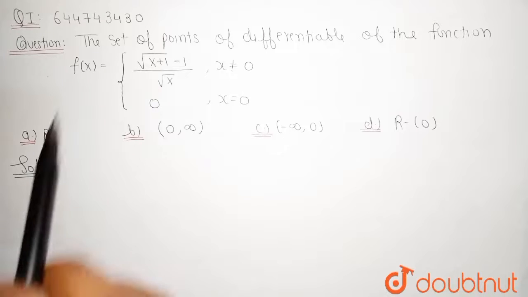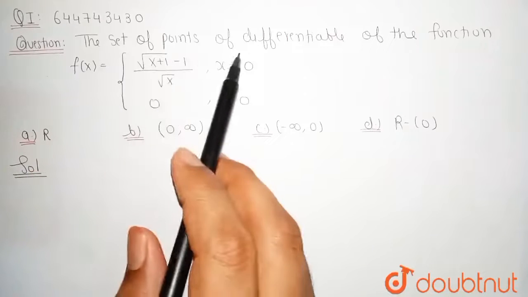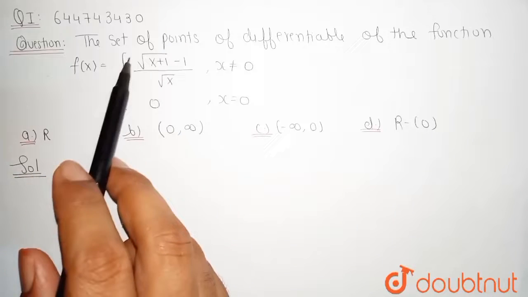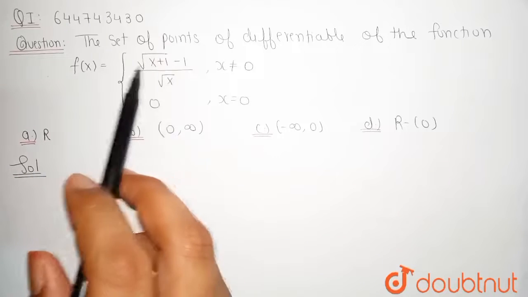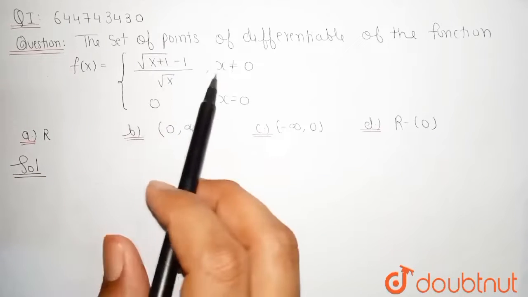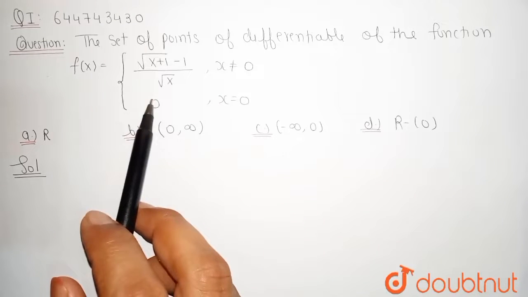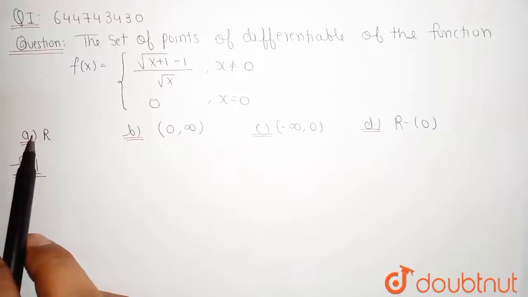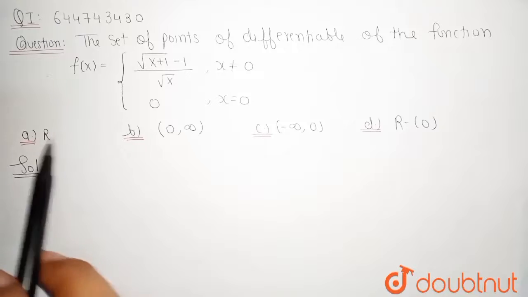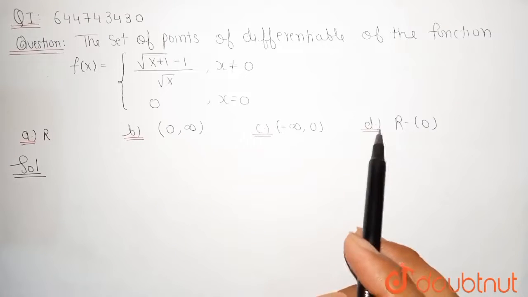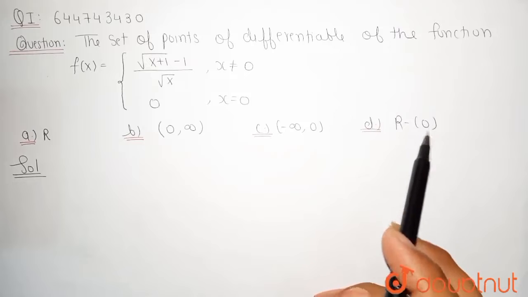Hello friends, welcome to Doubtnut. Our question is: the set of points of differentiability of the function f of x is equal to under the root x plus 1 minus 1 upon under the root x if x does not equal 0. If x is equal to 0, our function is 0. Option A is all real numbers, option B is 0 to infinity, option C is minus infinity to 0, option D is all real numbers except 0.